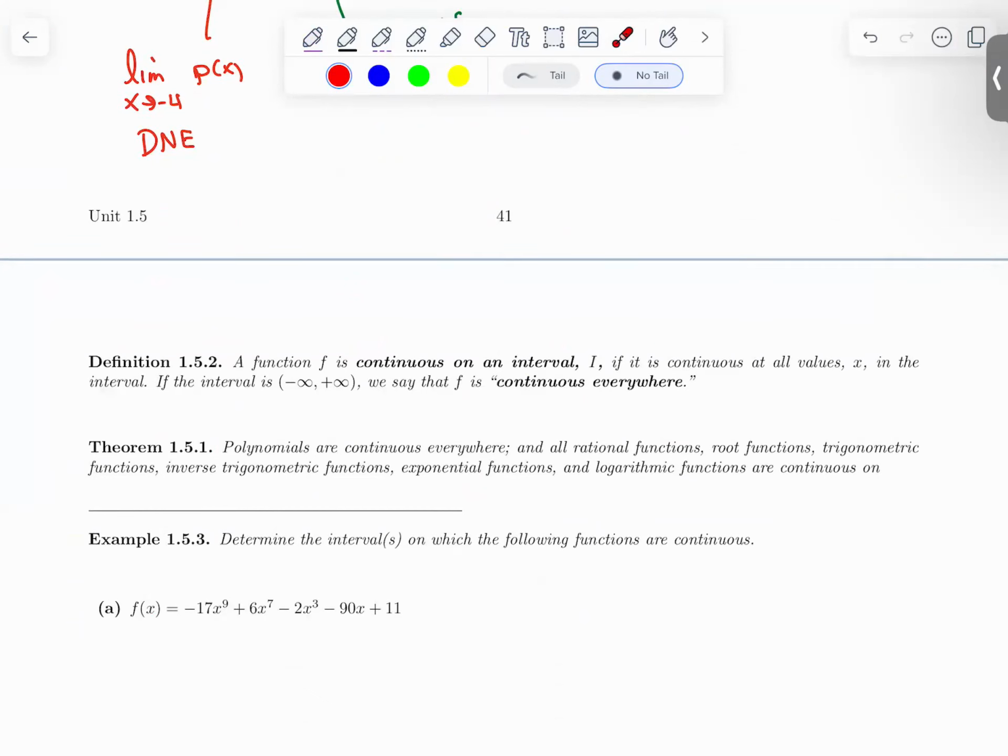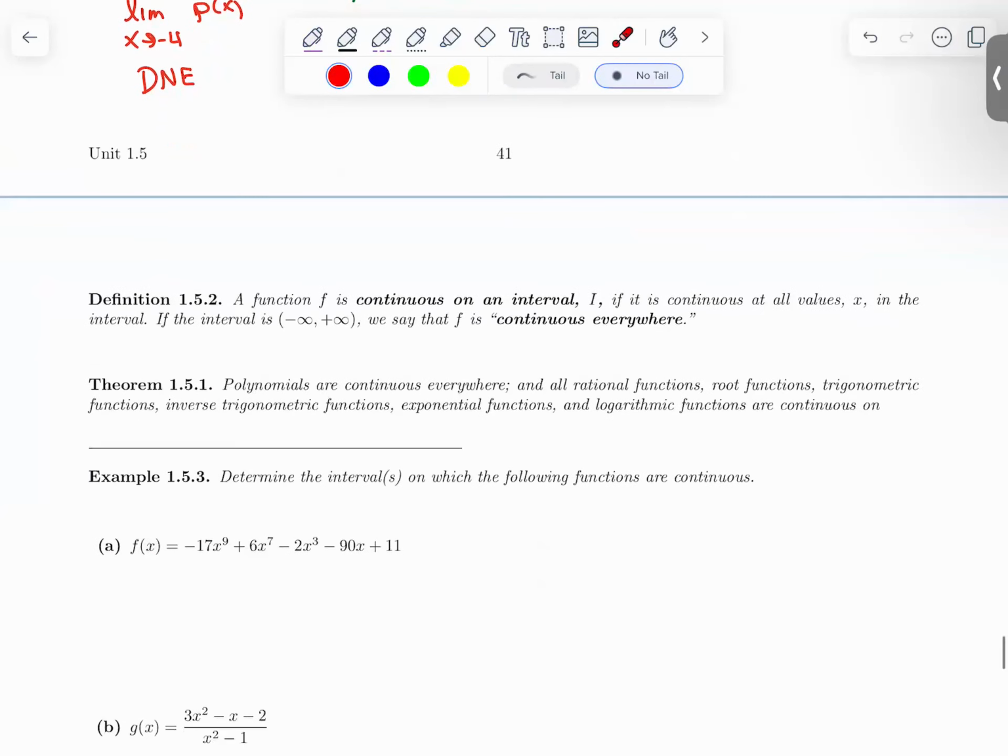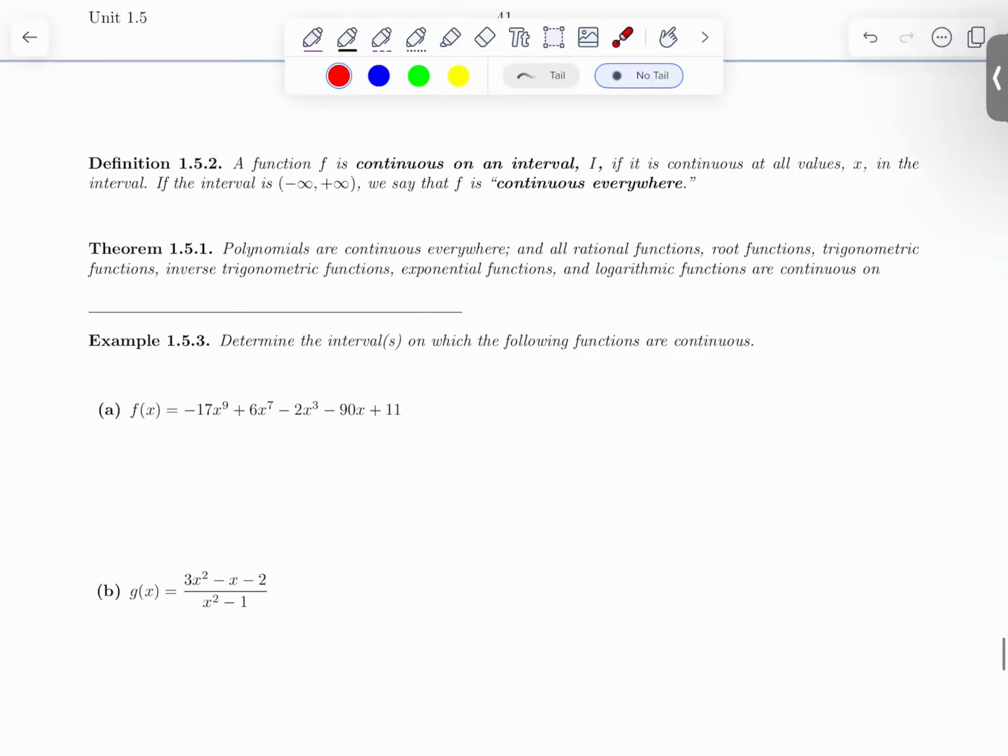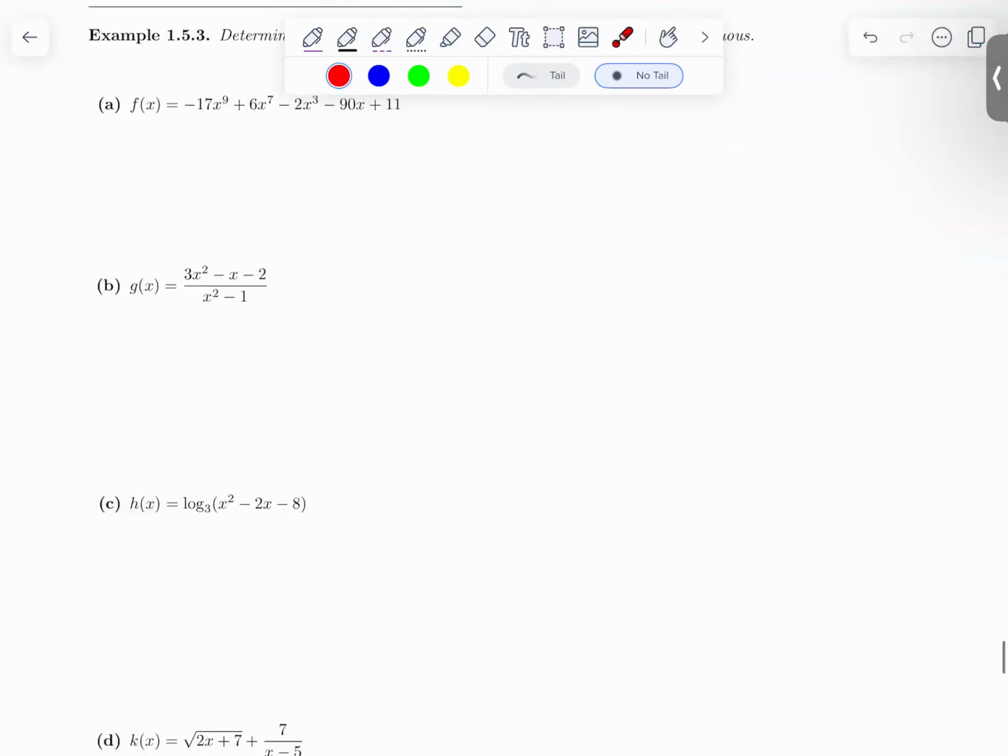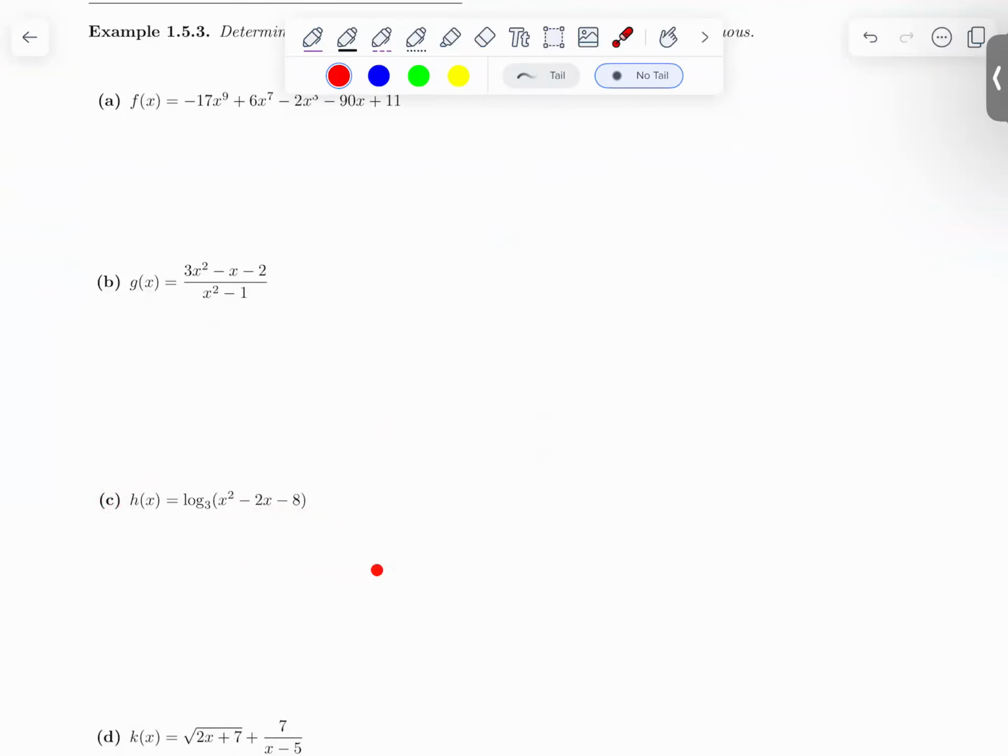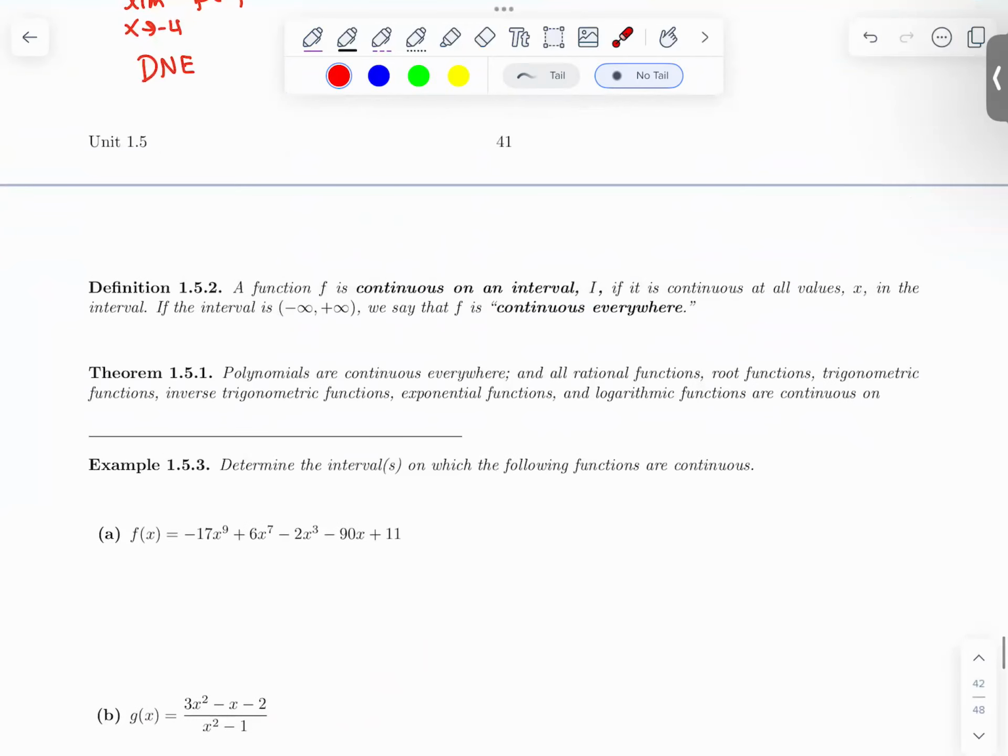I know what this looks like roughly. I know it's a polynomial, but how do I know where it's continuous without graphing it? Like this one, hard to graph, but you might be able to do it. This one, maybe you'd be able to graph it. This one becomes a lot harder. So how do we know it?